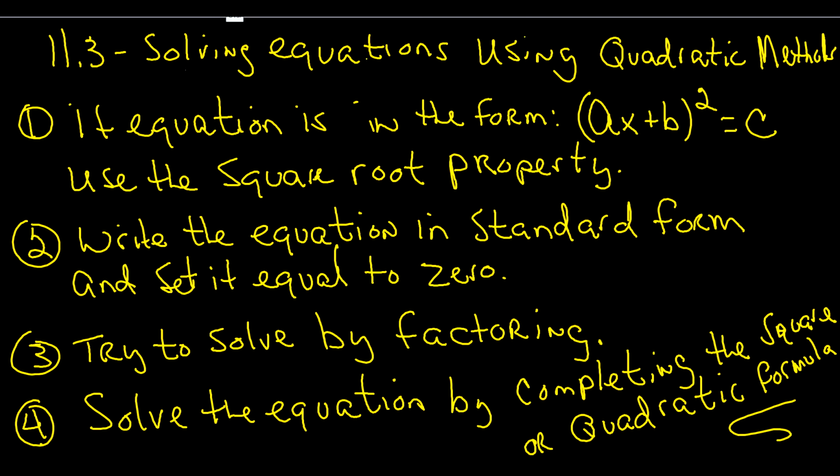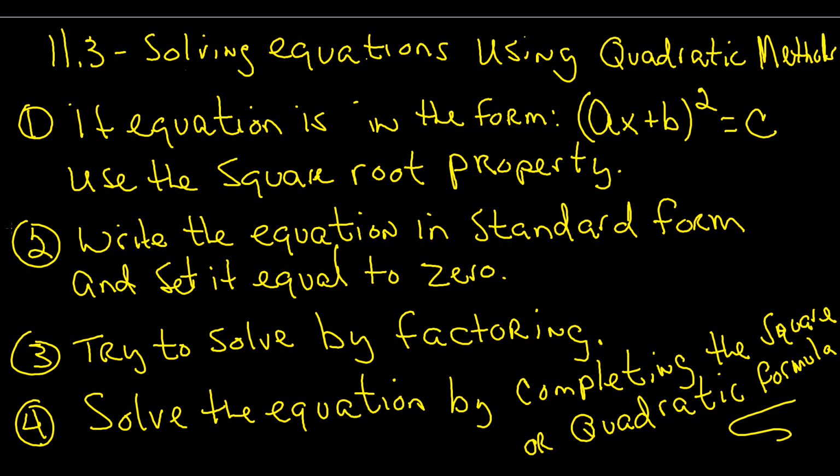Alright, we'll go over 11.3 now. At the beginning of the section on page 781, we have these guidelines, where when we're solving equations using quadratic methods, we have choices. Number one, if the equation is in the form of ax plus b squared, something raised to the second power, or any even power, I may add, equals the constant, then we can use the square root property.